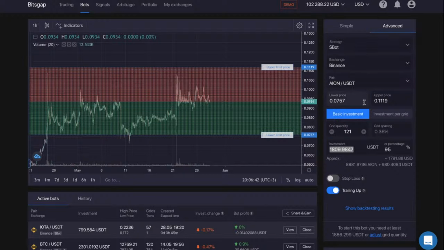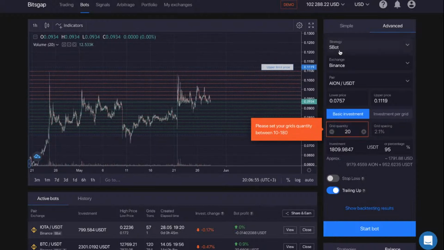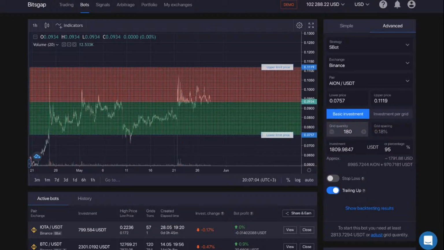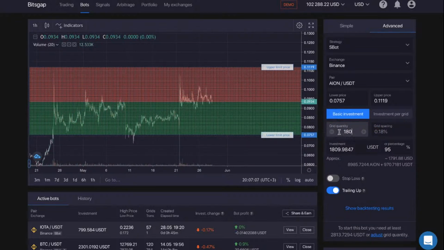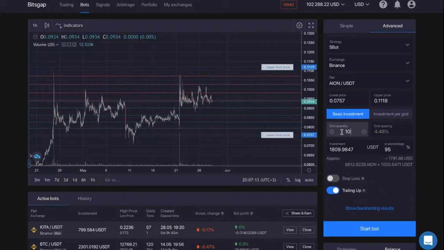And with the S-bot implementation, we now have in total a possible grid quantity of 200. Before that it was only 100. No, actually it's telling me now 180 for this cryptocurrency pair. All right, so it's 180, but before that it was only 100. It was also a minimum amount of 20, and now you can set the bot with a minimum amount of only 10 grid levels.